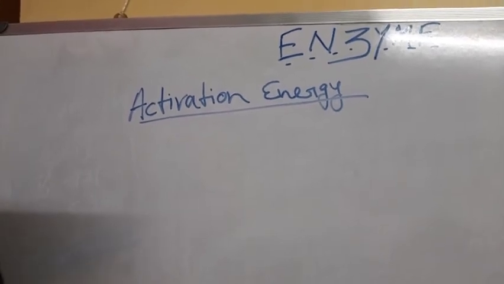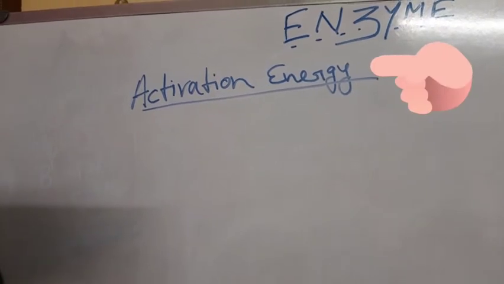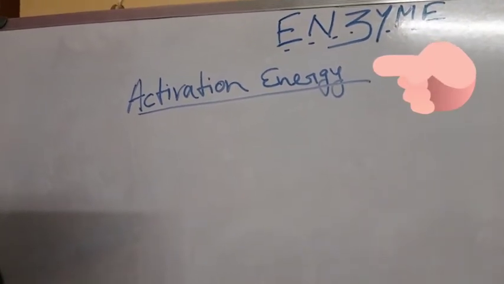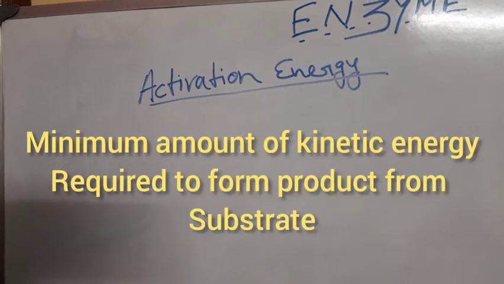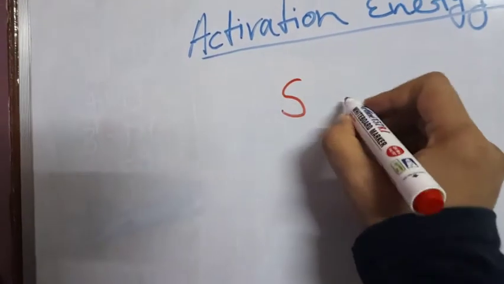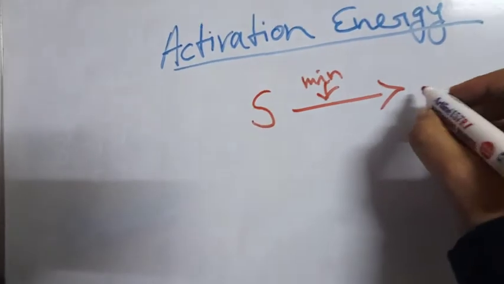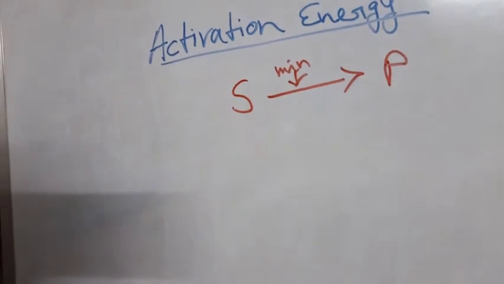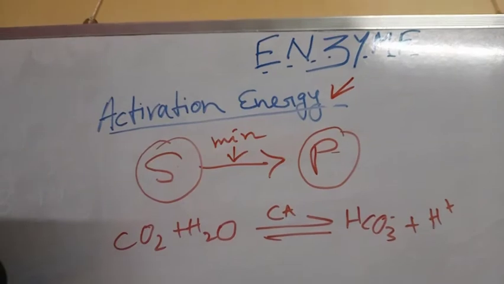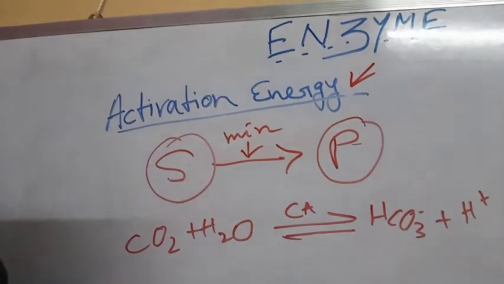Another important term in enzymatic activity is activation energy. The activation energy is the minimum amount of kinetic energy that is required to produce the product from the substrate. That is the minimum amount of energy which is needed to produce the product. That minimum amount of energy is called the activation energy. Enzymes always work by decreasing this activation energy.